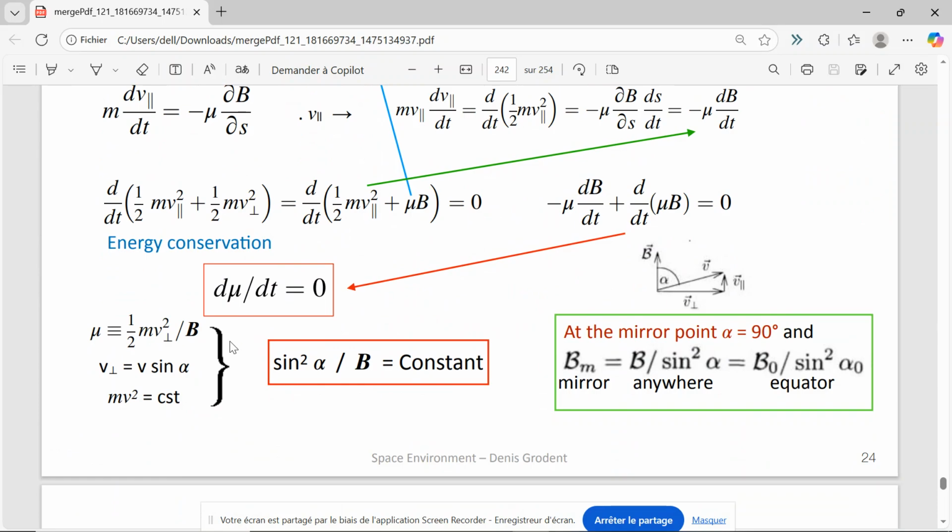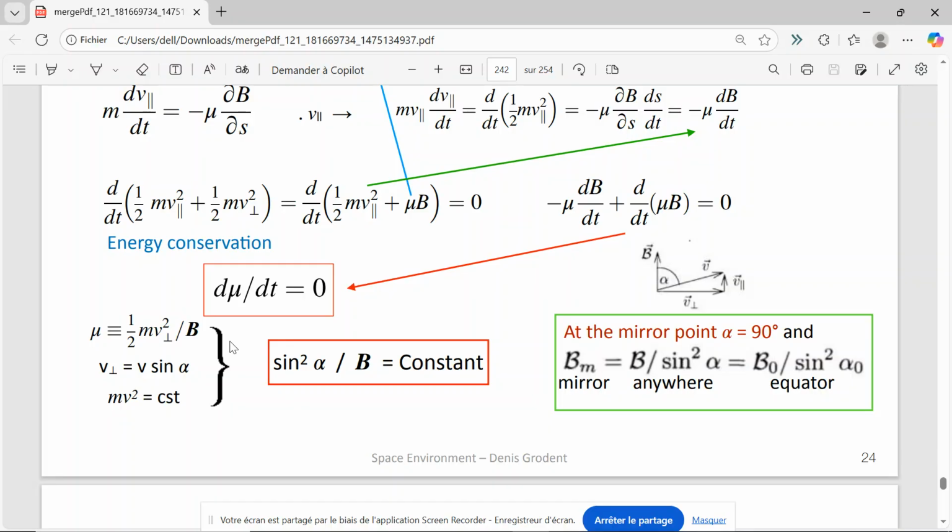So what is interesting here is that the ratio sine squared alpha over B is equal to a constant. With it, we can find the mirror point: at the mirror point, alpha is equal to 90 degrees, because we don't have any v parallel anymore. So sine squared alpha divided by B is equal to a constant. If we increase B, we have to reduce the alpha angle.